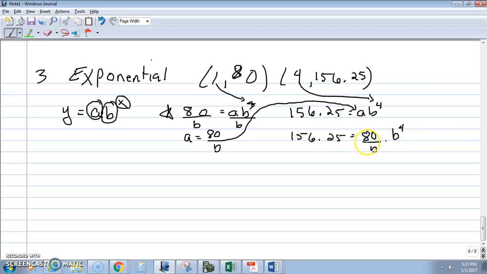We could also write this as 80 times b all on the numerator over b on the denominator, because b times 1 is b on the denominator. That way you can see I can cancel out a b here and a b here. So instead of b to the 4th, I have b cubed. So this equation is actually just 156.25 is equal to 80b cubed.